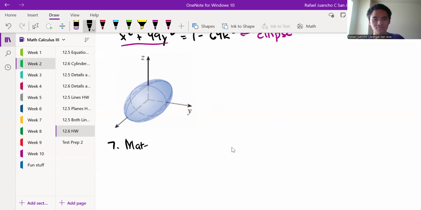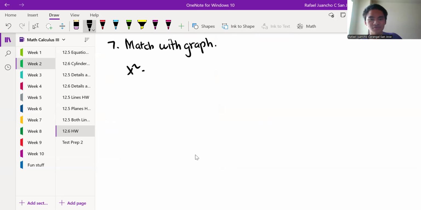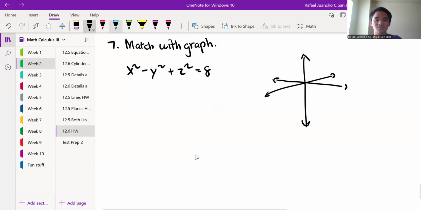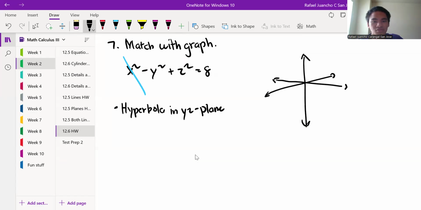Match with graph. And here we're given another equation here. Let's do it quickly this time. So we have x squared minus y squared plus z squared equals 8. I'm actually going to try tracing it maybe for a bit. So here we see if we block the x, then we get negative y squared plus z squared. What is that? That's z squared minus y squared, so that's a hyperbola, right? So we can say it's a hyperbola in YZ plane. That's really how we're going to be looking at it.